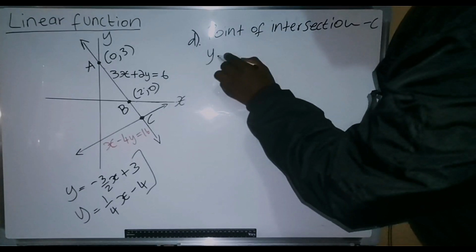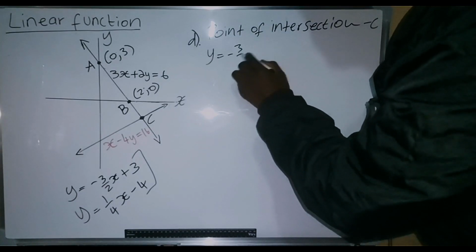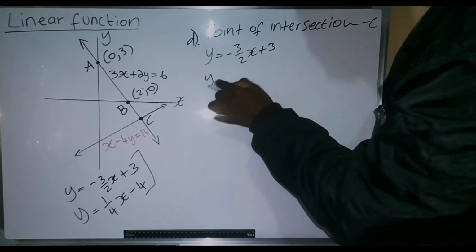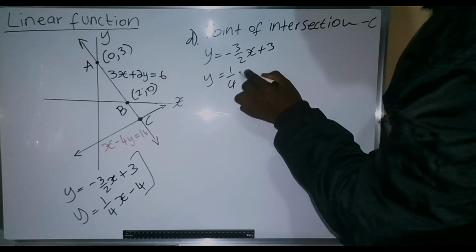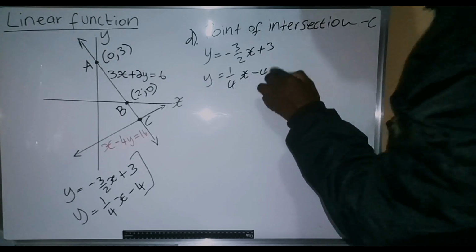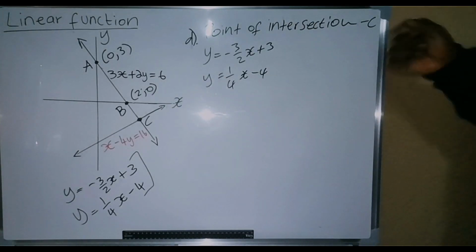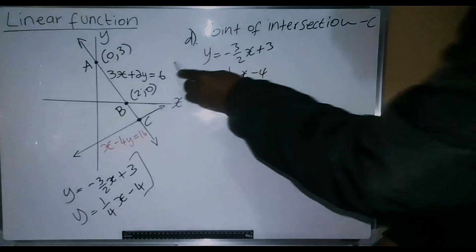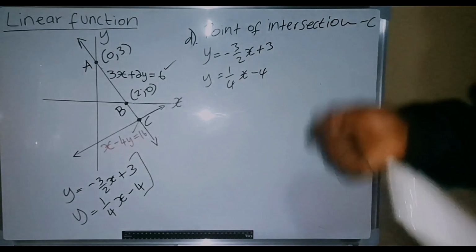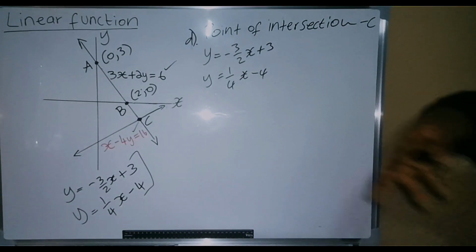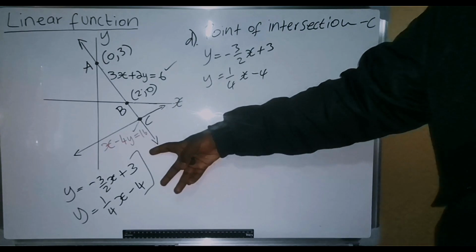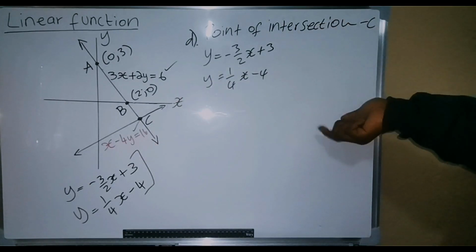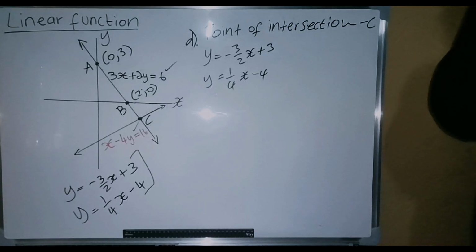Y is equal to negative 3 over 2 x plus 3, and y is equal to 1 over 4 x minus 4. These are two equations. You can write this one and this one; it's still not a problem. Any equation you simplify, it's not a problem. Now, what do they mean?